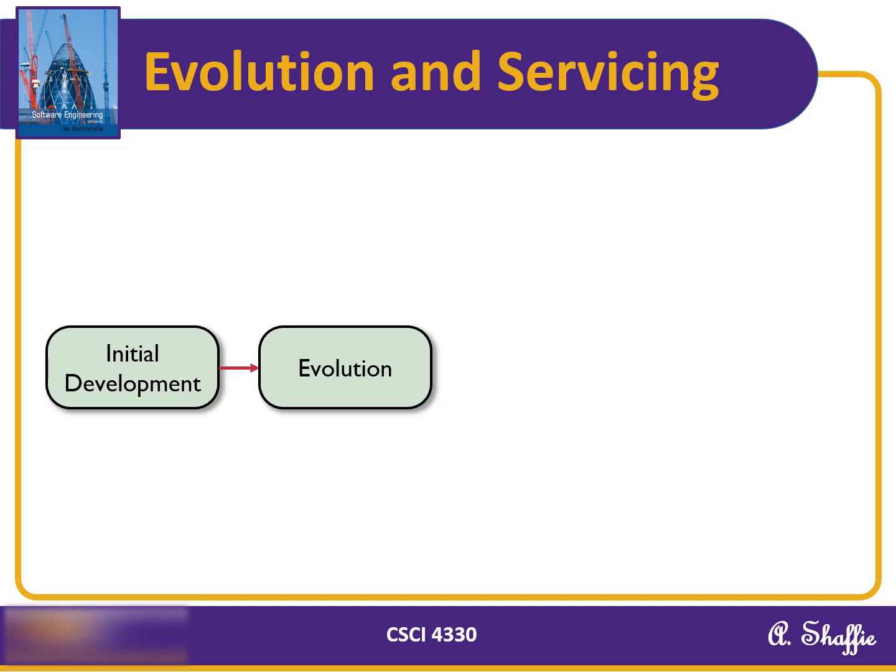Next is the evolution stage. At this point, the product is out in the market and no longer just a prototype. Here we continuously refine and adapt the software based on user feedback, market needs, and emerging trends. New features are added, functionality is improved, and the product evolves to remain competitive and relevant.